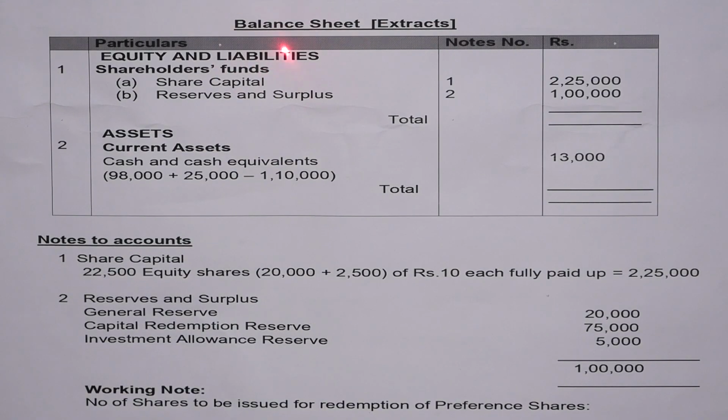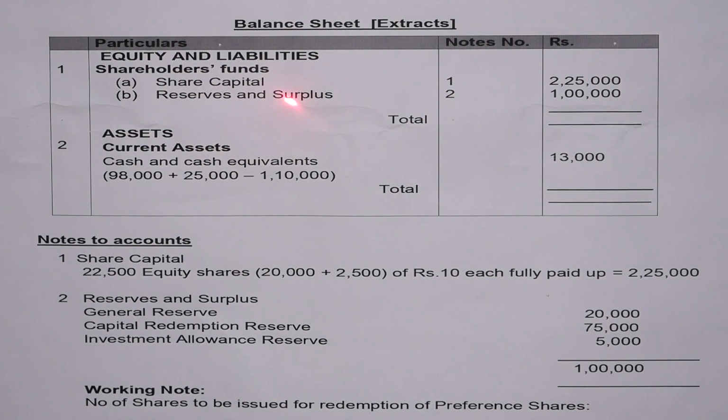Now come to the balance sheet. Particulars, notes number, rupees. Equity and liabilities, shareholders' funds, share capital, notes number 1. To understand, now come to notes number 1. Share capital 22,500 equity shares. We have 20,000 equity shares plus 2,500 equity shares from the fresh issue of shares of face value rupees 10 per share, which is equal to rupees 2,25,000. So share capital is equal to 2,25,000.